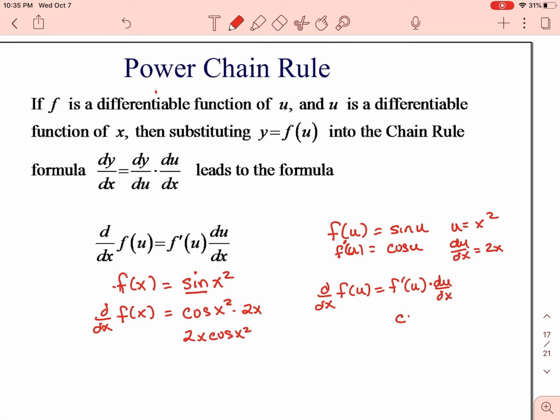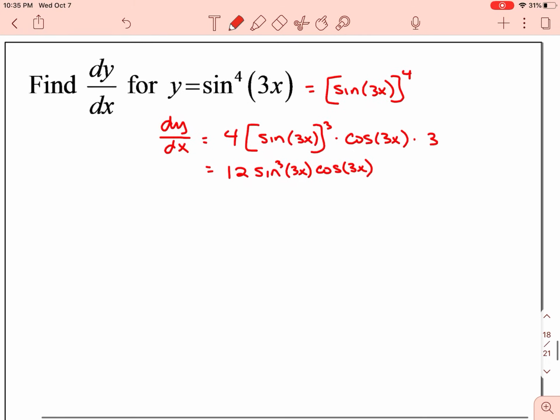So f prime of u is going to be the cosine of u. du/dx is going to be 2x. And then you simply replace what u is right here, cosine of u. u is x squared, so I plug in x squared for the u times 2x, so it's 2x cosine of x squared. So there are so many ways to look at the chain rule. And hopefully, as you look at it a lot of different ways, you can understand it.